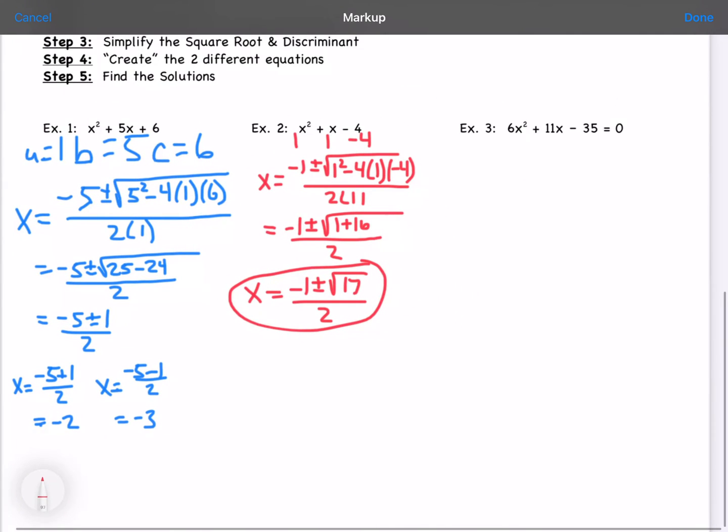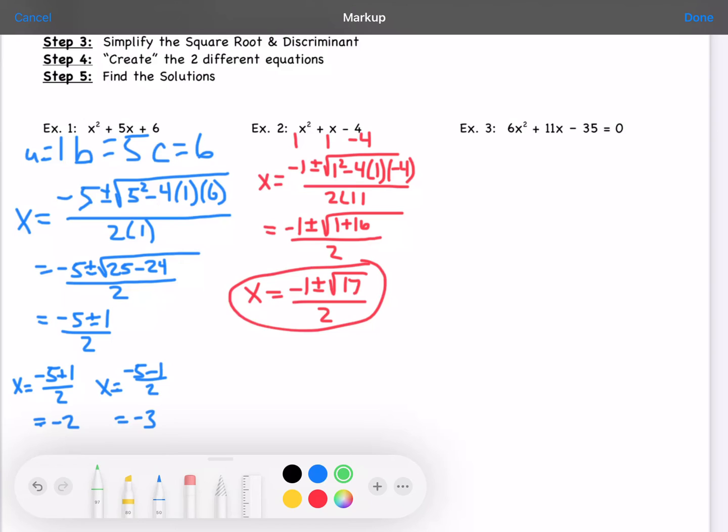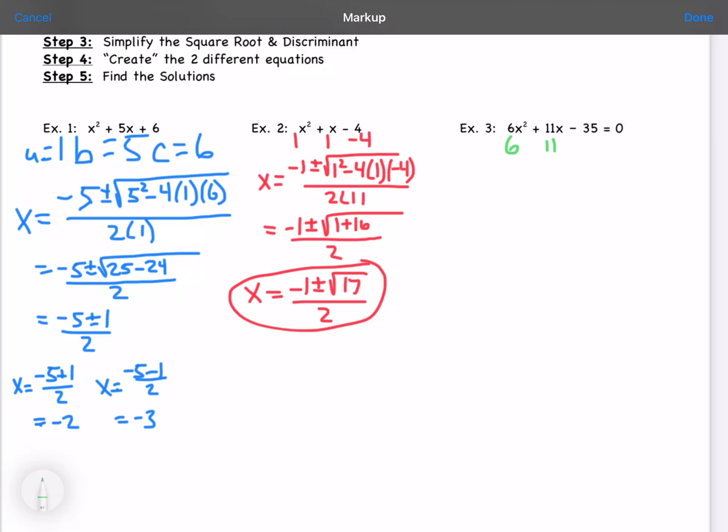And then finally, with number 3, we have what? A is 6, B is 11, and C is negative 35. So x equals opposite of b, negative 11, plus or minus the square root of b squared, 11 squared, minus 4 times 6 times 35. All of it divided by 2 times 6.